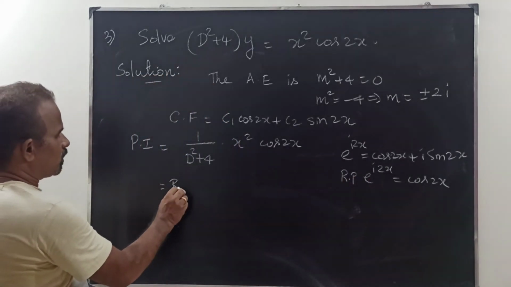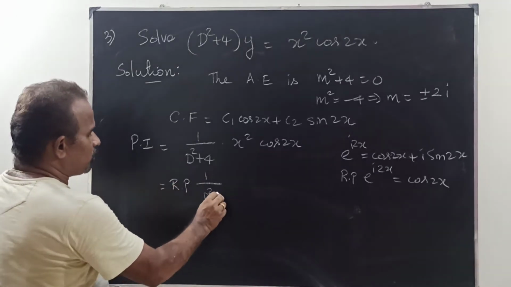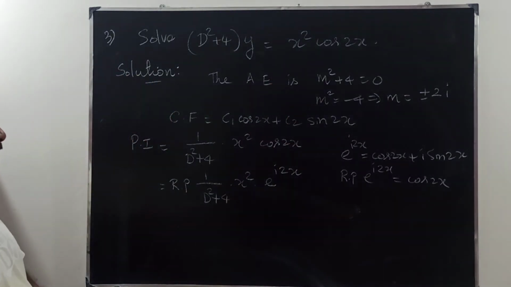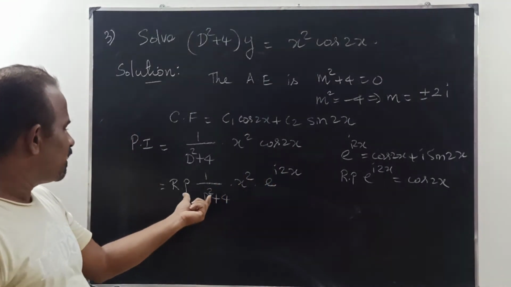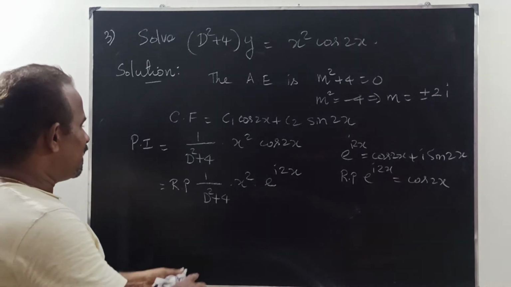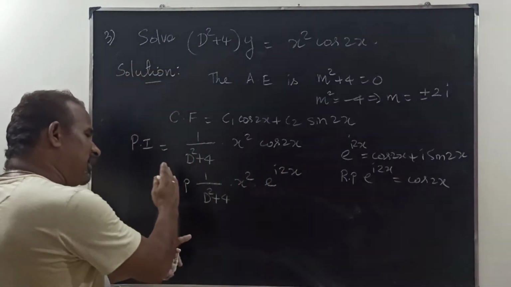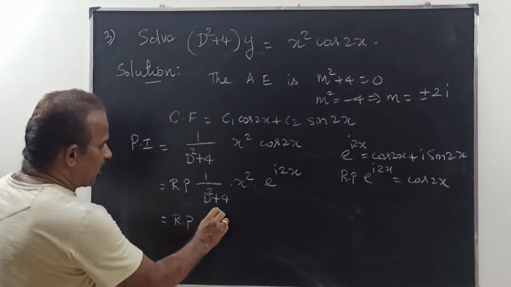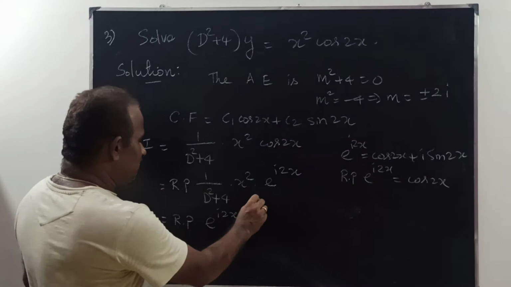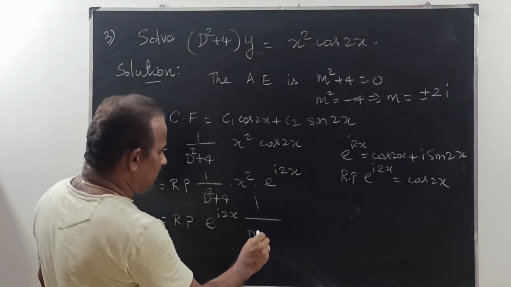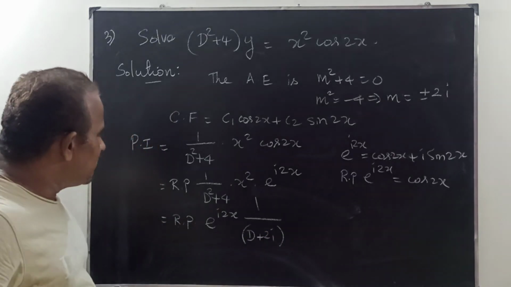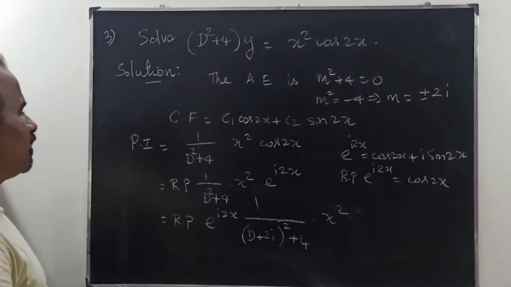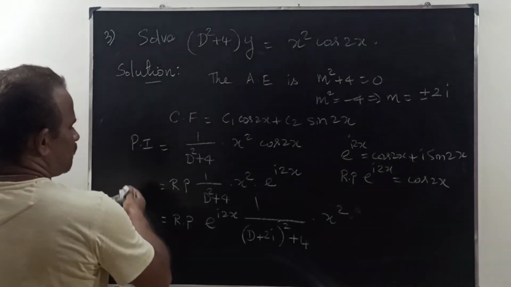So this is equal to the real part of 1 by (D squared plus 4) into x squared into e power i2x. Instead of cos 2x, I am writing the real part of e power i2x. Now here is the product with e power i2x. We will take out e power i2x. So therefore this is equal to the real part of e power i2x will come out, and we will replace this D by D plus 2i, (D plus 2i) the whole squared plus 4, into x squared only. Okay.